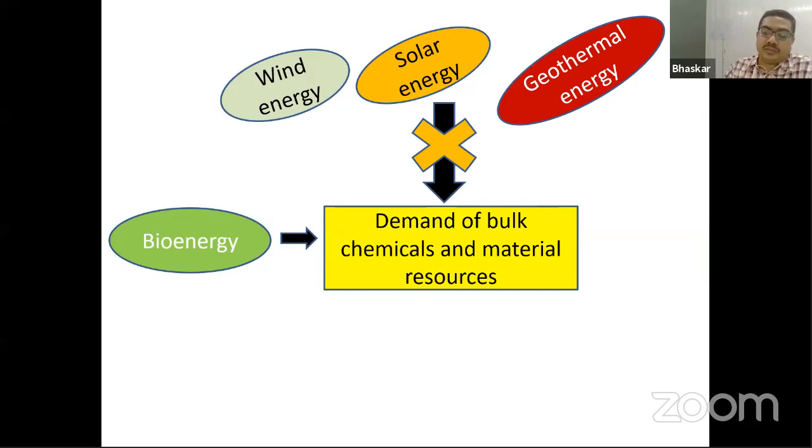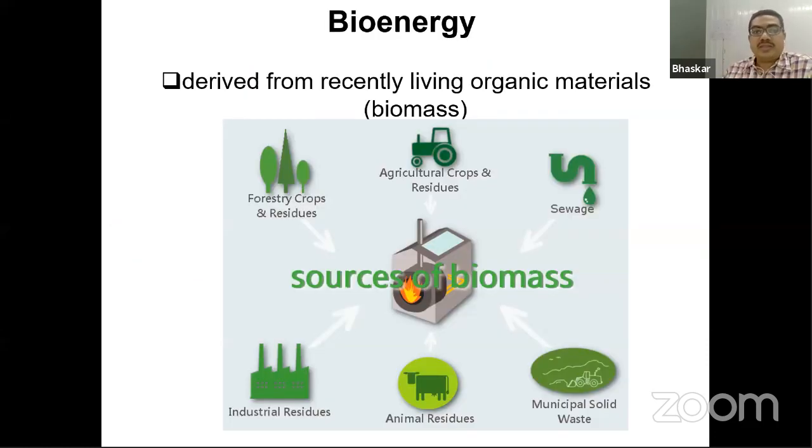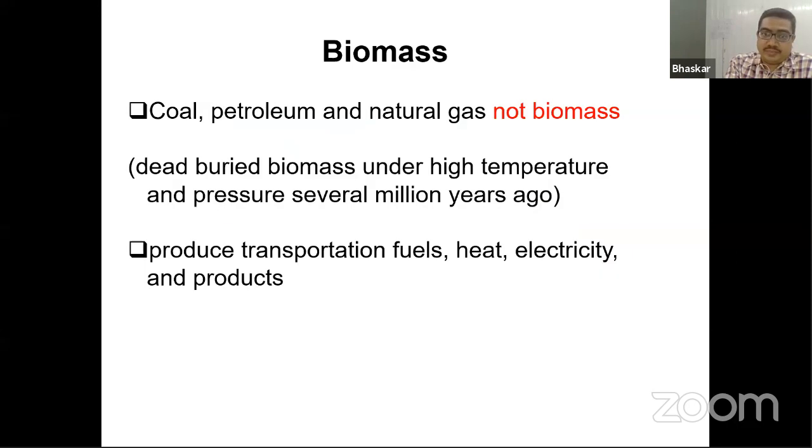So coming to bioenergy, as we know, it can be derived from recently living organic materials, which can range from forest or crop residues. It can be agricultural crops and residues. It can be even sewage. It can be industrial residues. It can be animal residues. It can be municipal solid waste also. So we can see that a variety of waste also can be used as a resource in the production of bioenergy. That is one of the major advantages of bioenergy.